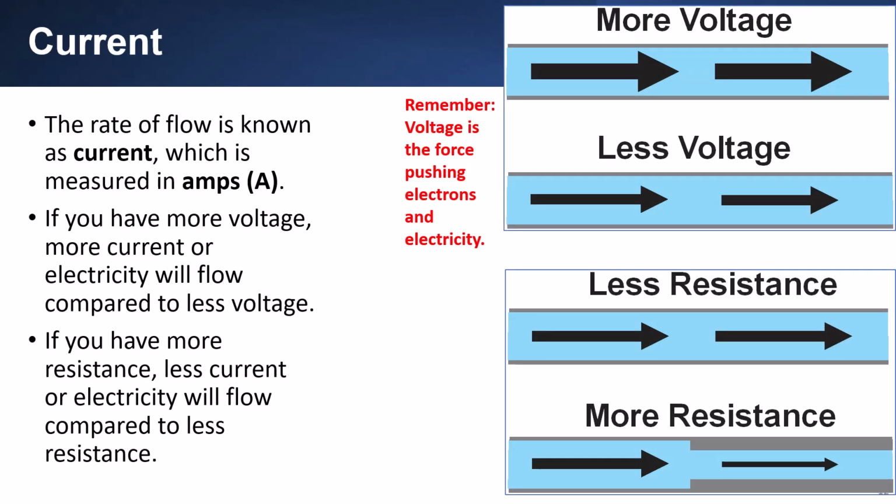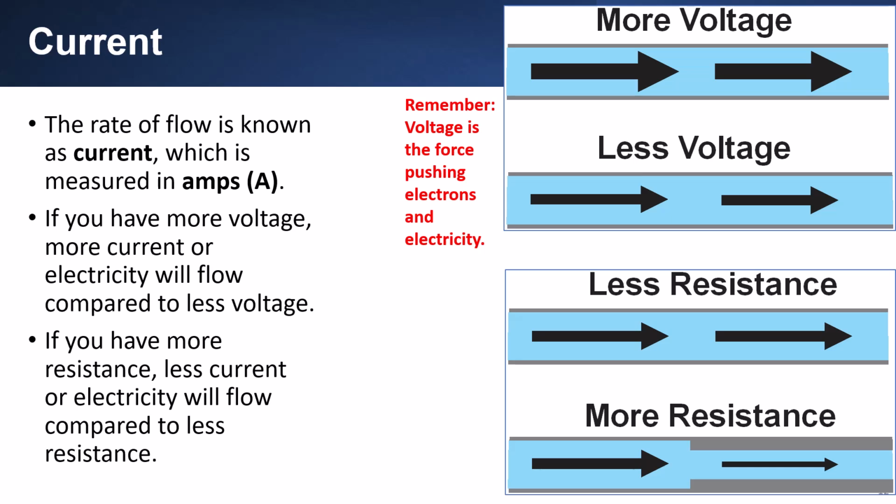Current is the rate of flow of electricity, which is measured in amps. If you remember, voltage is the force that pushes electrons in electricity. If you have more voltage, you have more force, which means you have more current or electricity compared to if you have less voltage. If you have more resistance, less current or electricity will flow compared to less resistance.